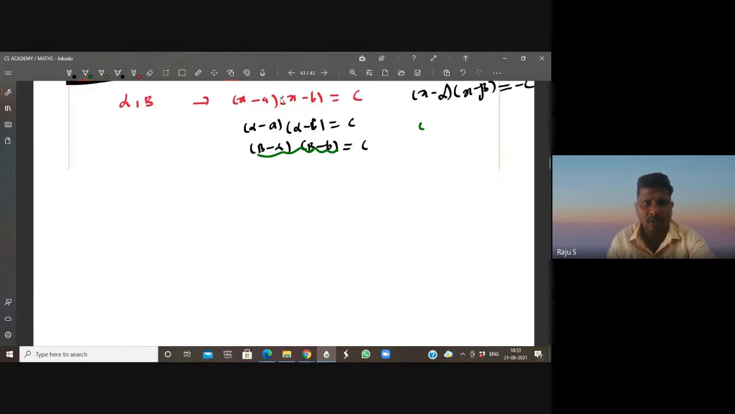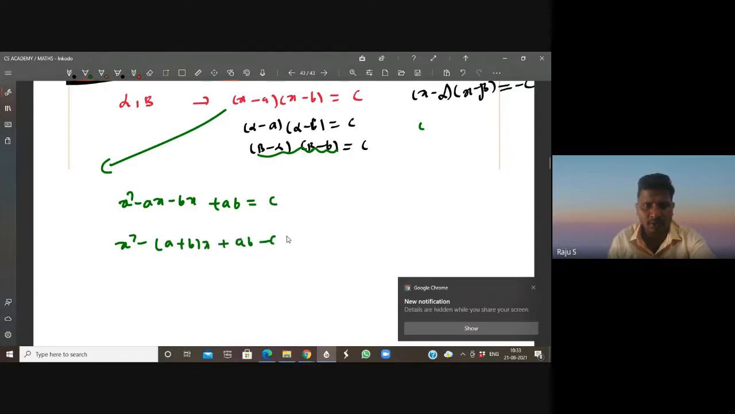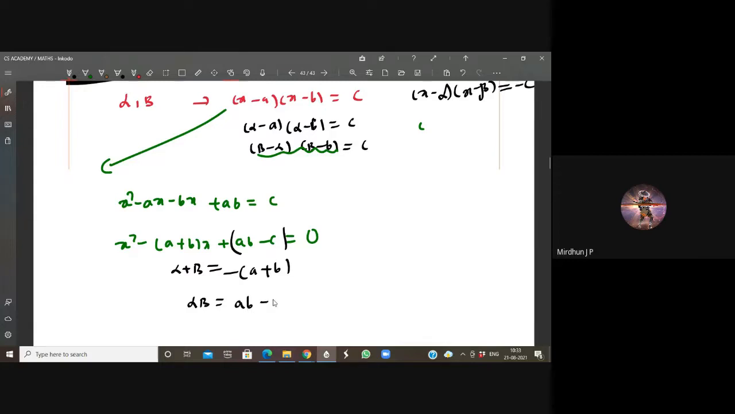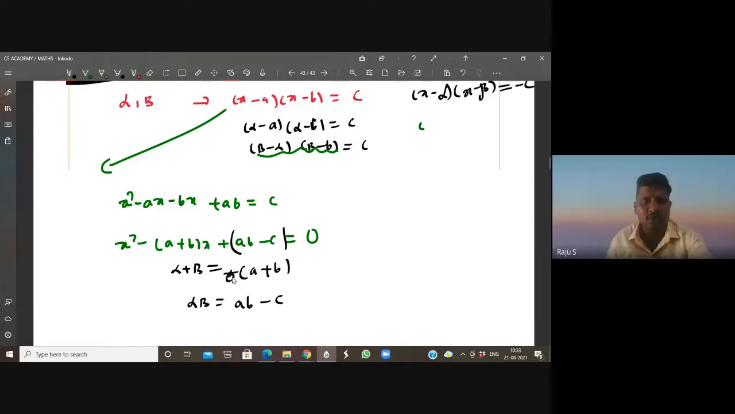So alpha, beta are the roots now. Why don't you multiply these two? x square minus ax minus bx plus ab is equal to c, right? Here x square minus (a plus b) into x plus ab minus c is equal to 0, right? Now here clearly alpha comma beta are the roots. Then alpha plus beta is equal to minus of minus (a plus b). Minus by minus, it will be plus.